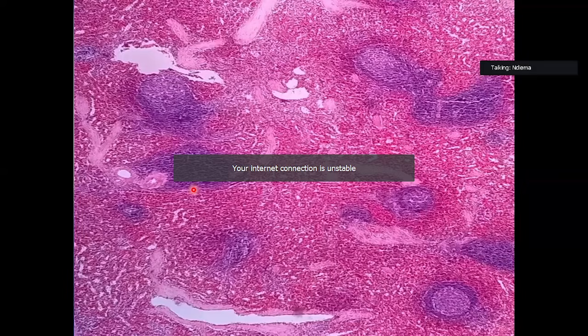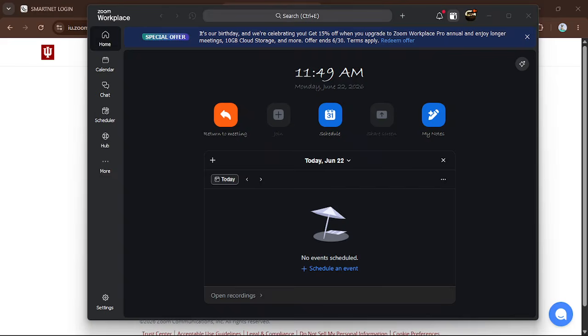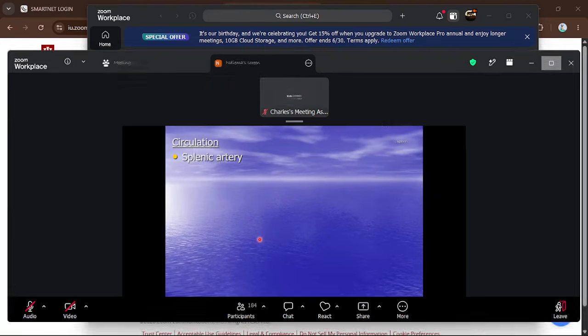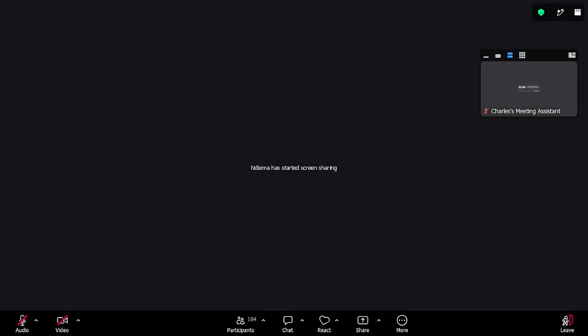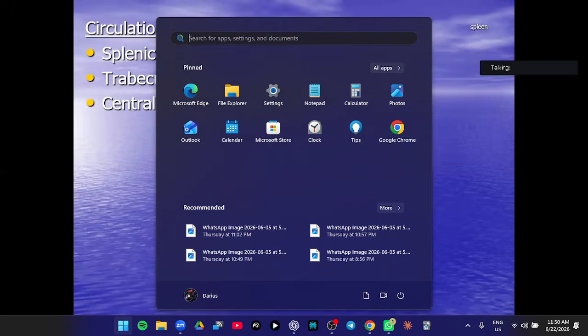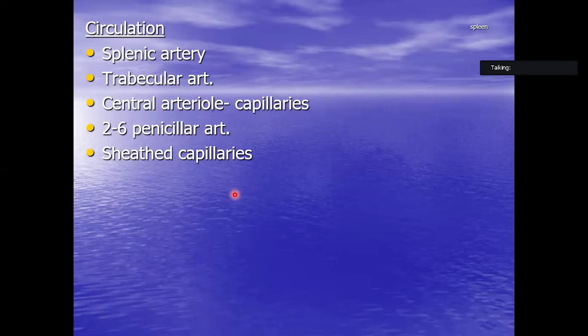So the continuous method, from the start 2 to 6, and then the capillaries as blood flows into the sinuses, splenic sinuses.